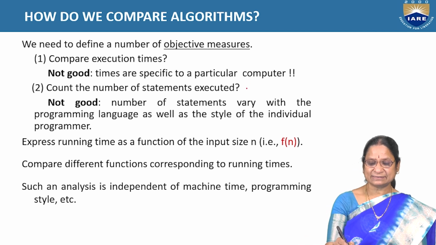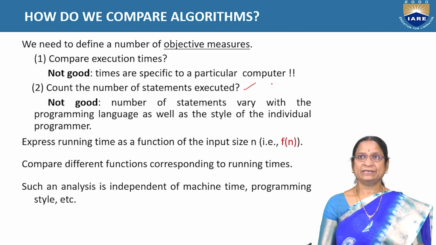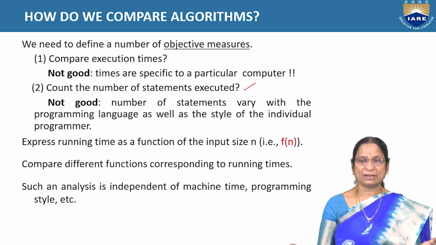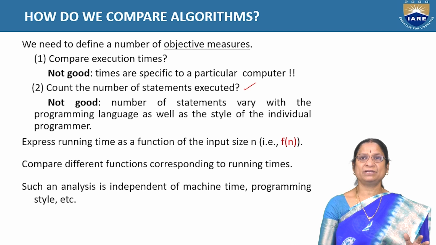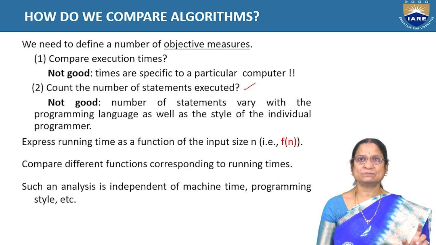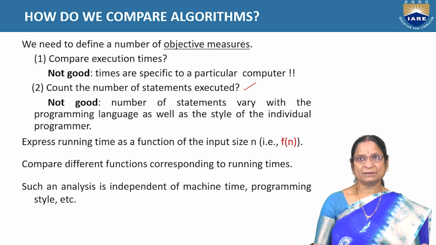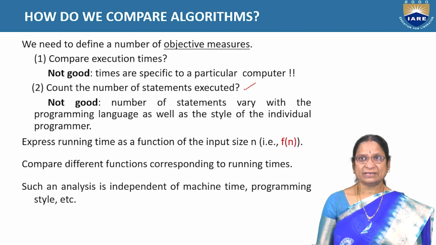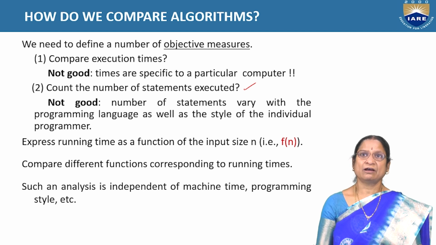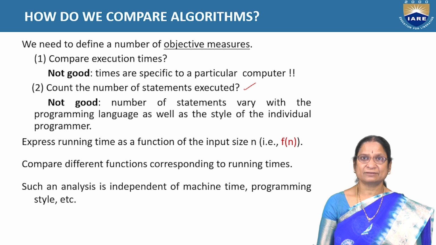Count the number of statements, the second one, right? So it is also not good. Why? Because depending upon the programming language, the number of statements is going to be reduced. For example, for solving a small problem, in COBOL you may write almost 40 to 50 lines of program, in Fortran some lines, in C some lines, and in Python even 1 or 2 lines are enough for us actually. So depending upon the language, the number of lines is going to vary. So that's why this is also not considered a good measure or parameter to compare our algorithms actually.